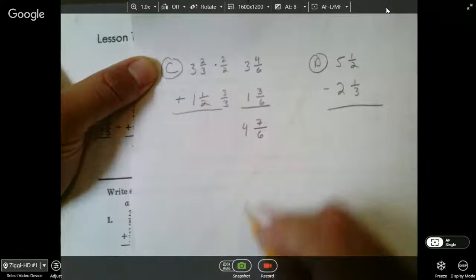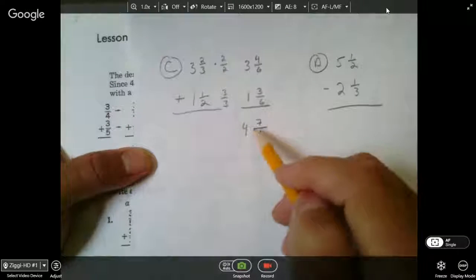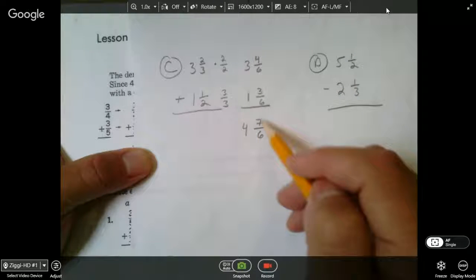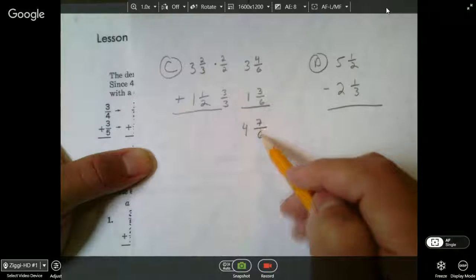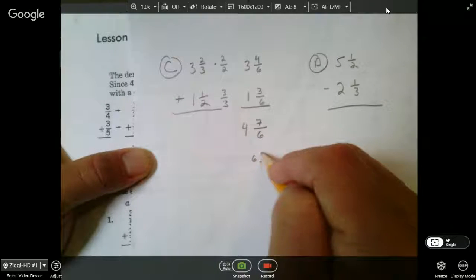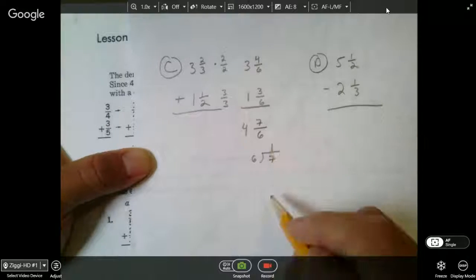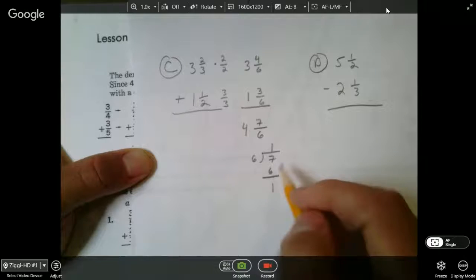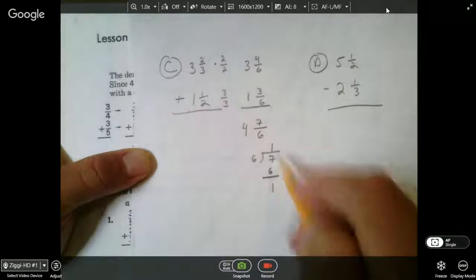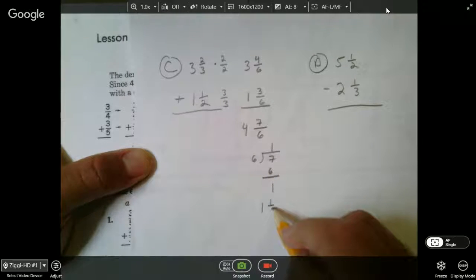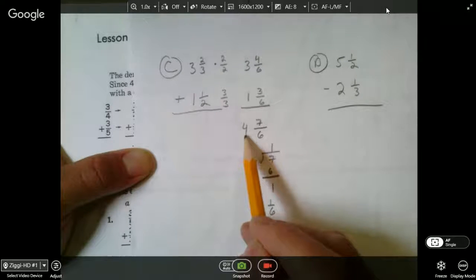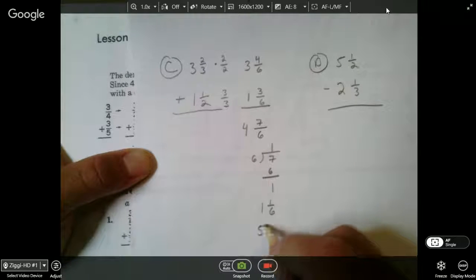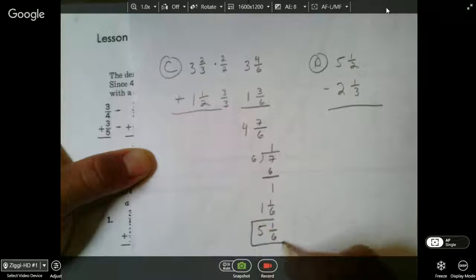Denominator 6. Okay, so now we have a mixed number, which is fine, except that the fraction is an improper fraction. Okay, so let's go ahead and divide that out. 6 into 7. 6 goes into 7 one time. 1 times 6 is 6. 7 minus 6 is 1. Okay, so I have 1 and 1/6. But I had a 4 there originally, so I'm going to add the 4 to the 1. So 4 plus 1 is 5, so it's 5 and 1/6 is my answer.